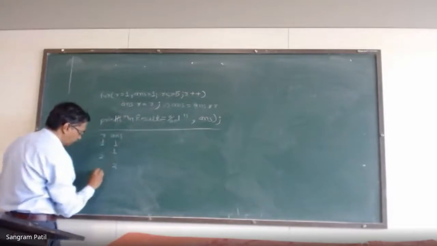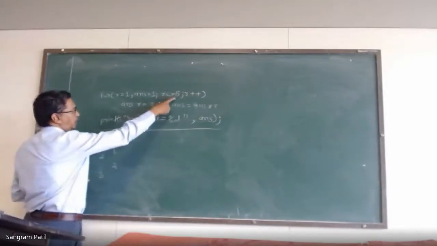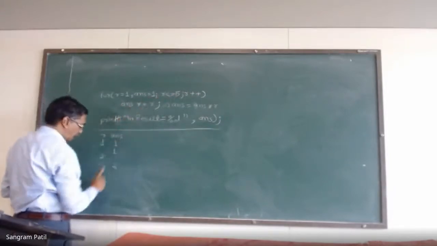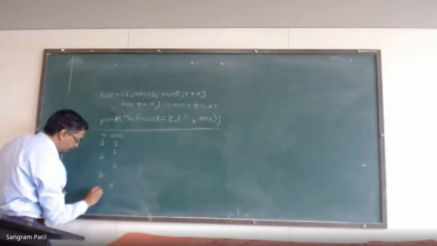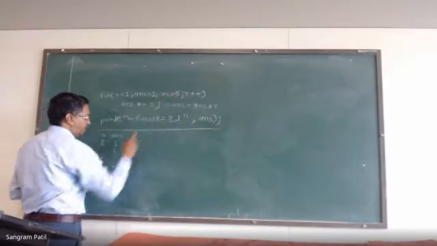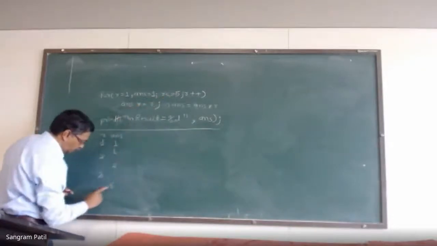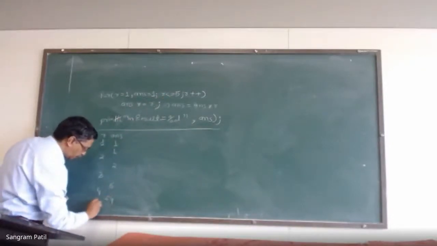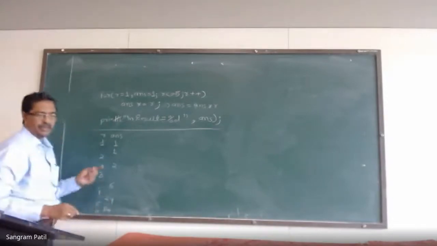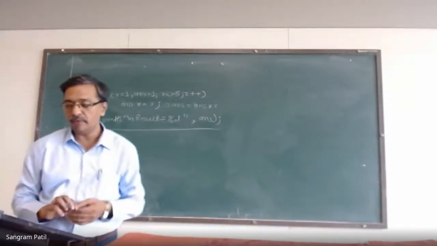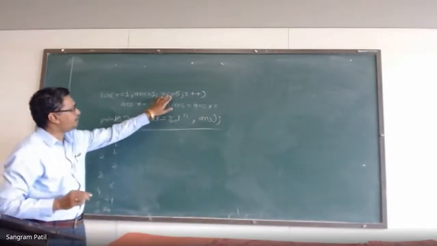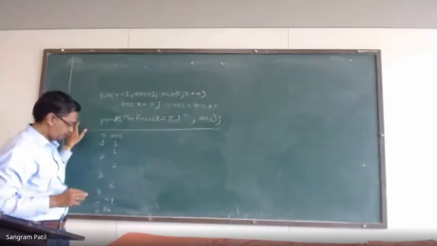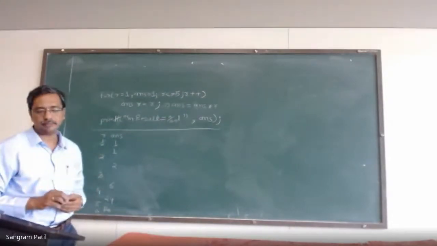r plus plus, value of r becomes 3. Less than equal to 5, yes, answer equal to answer into r. 2 into 3 is 6. r plus plus, value of r becomes 4. Less than 5, yes, answer equal to answer into r. 6 into 4 is 24. Then r becomes 5, 120. r becomes 6, it will come out of the loop and give you result equal to 120. Because when it becomes 6, it will come out of the loop. So it becomes 120.